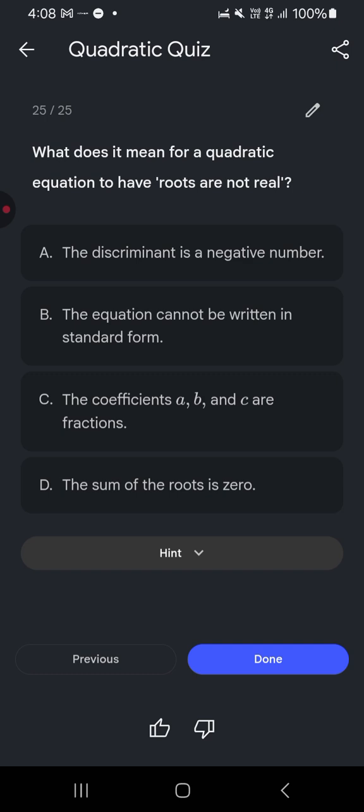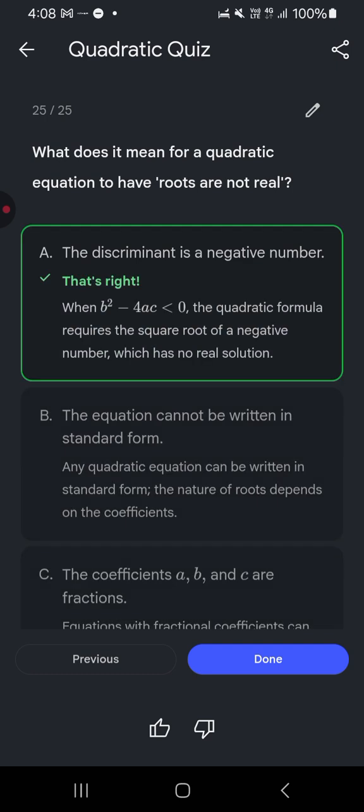What does it mean for a quadratic equation to have roots are not real? The correct option is A. When b square minus 4ac is less than 0, the quadratic formula requires the square root of a negative number which has no real solution.